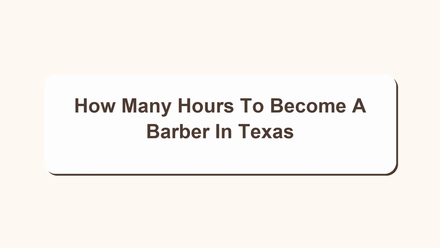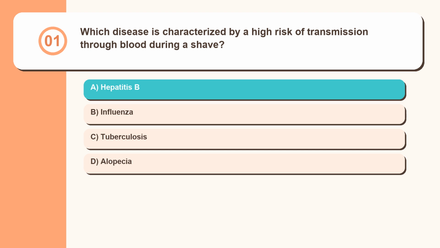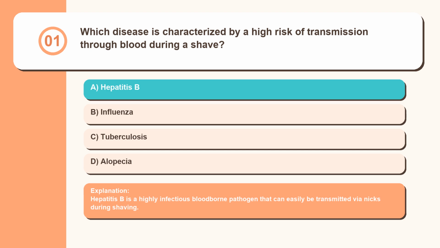How many hours to become a barber in Texas? Question 1. Which disease is characterized by a high risk of transmission through blood during a shave? Hepatitis B, influenza, tuberculosis, alopecia. Hepatitis B is a highly infectious bloodborne pathogen that can easily be transmitted via nicks during shaving.